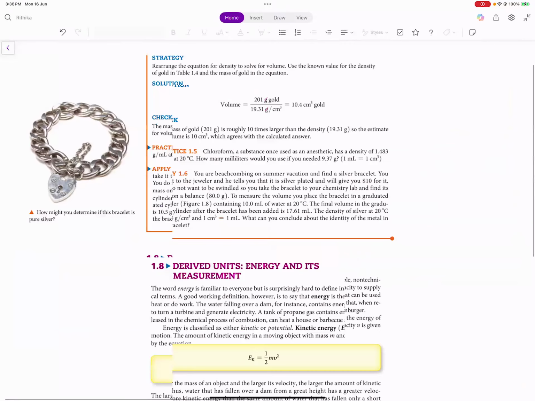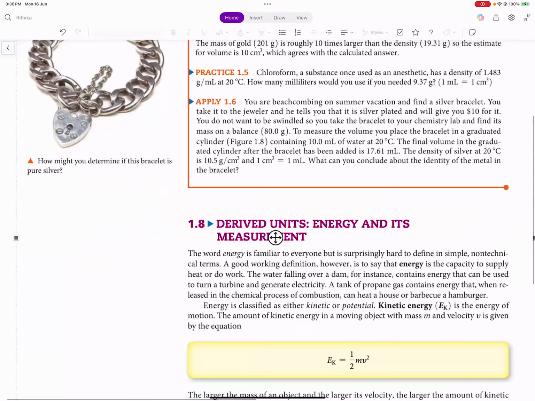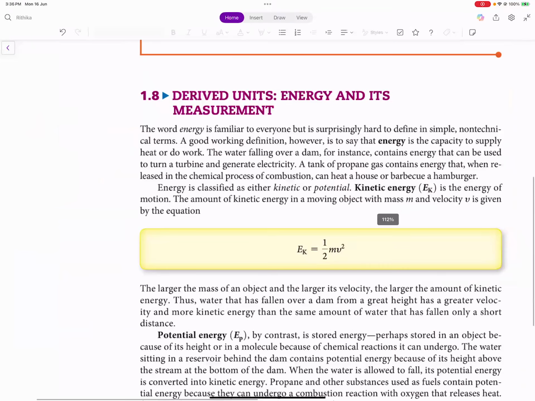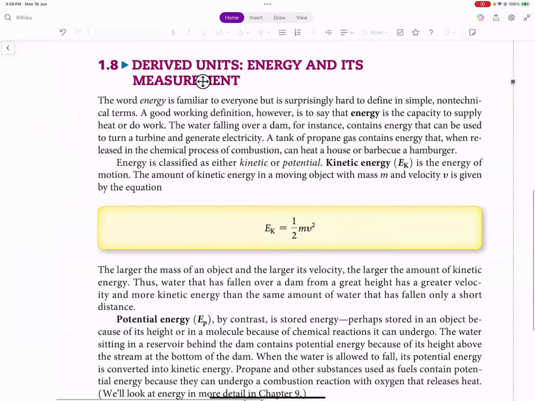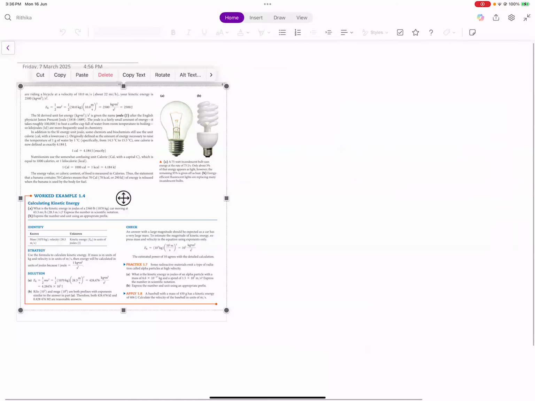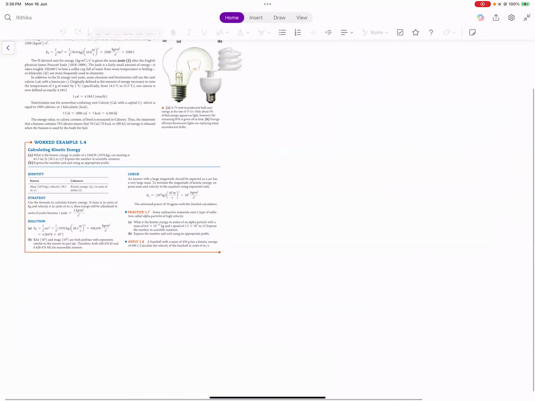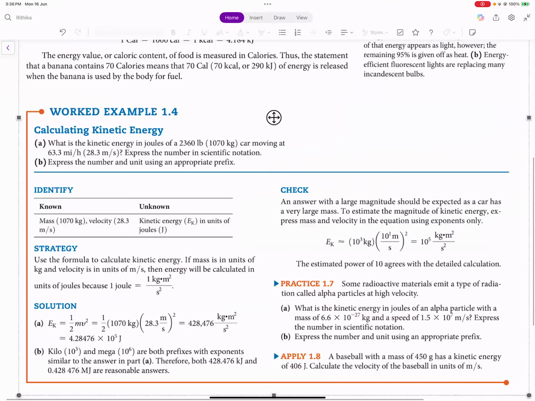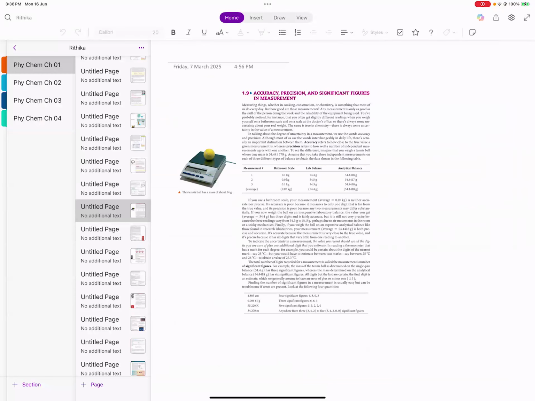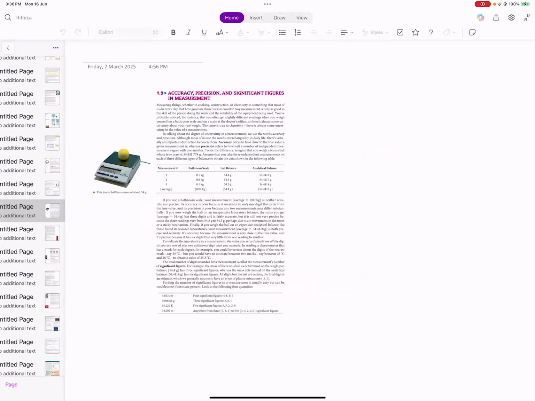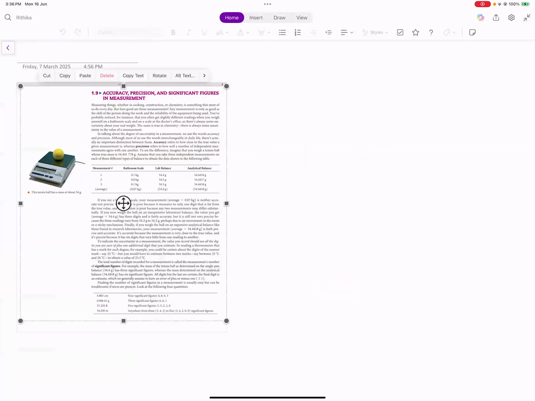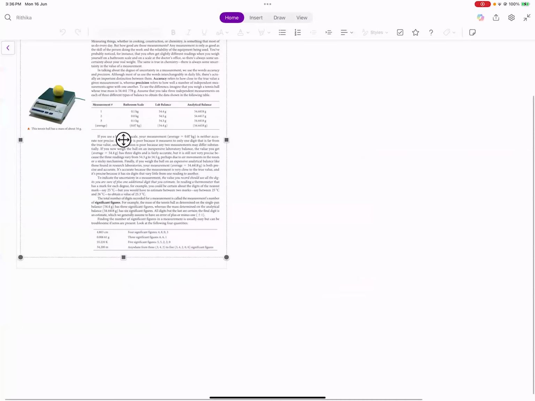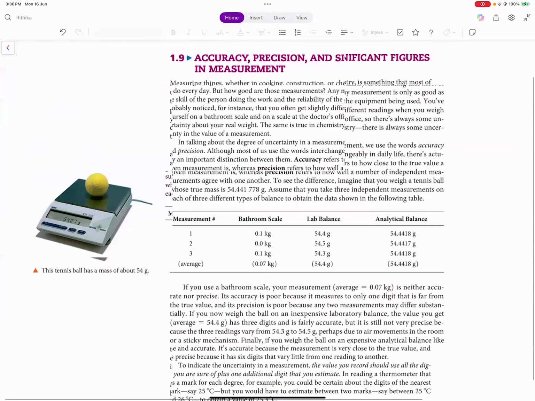The kinetic energy, derived units, and all this measurement. And I think they have talked about significant figures also. Sir, I'll just tell you what I do not understand till now. In the first chapter, which is some basic concepts of chemistry. Don't worry, Ritika. I'm going to start anyways from the beginning.